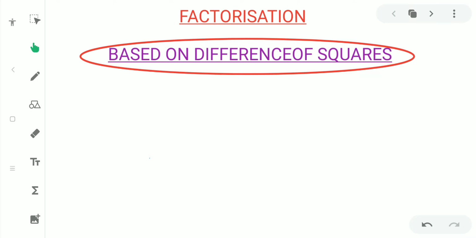Hello friends, today in this video we'll be doing the factorization chapter based on difference of squares. So without delay, let's get into the video.